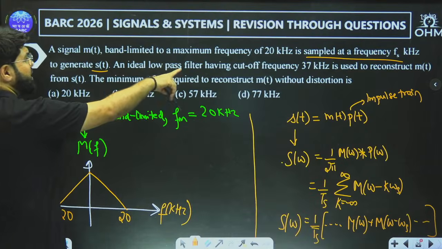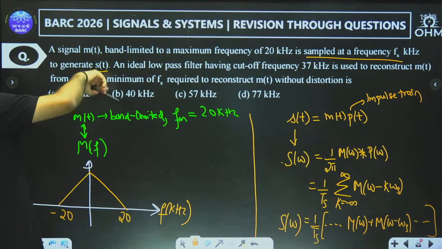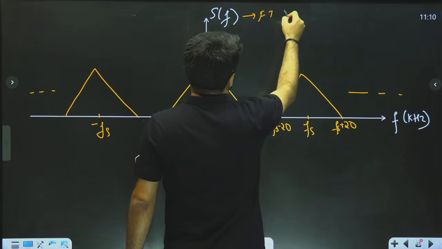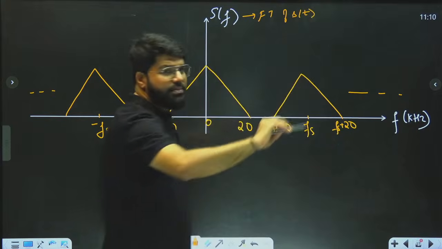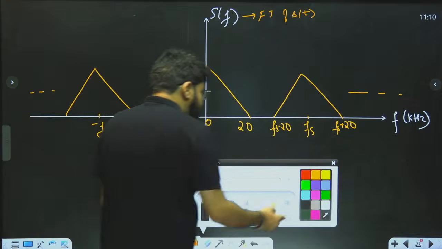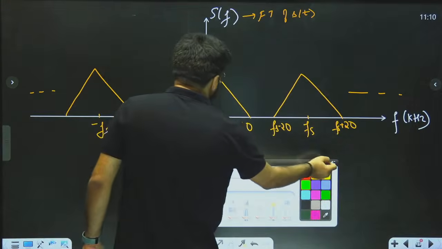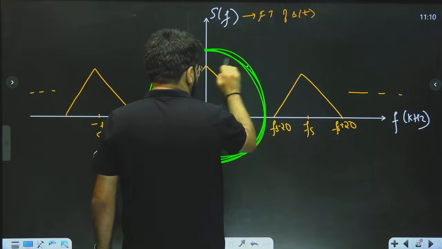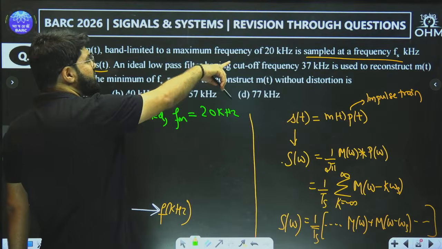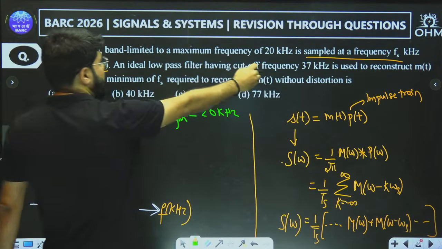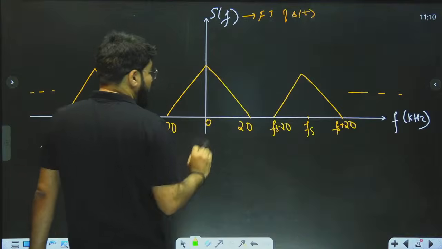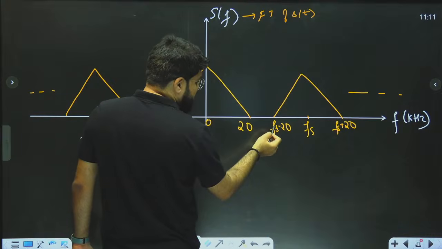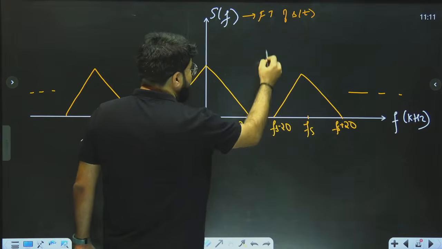An ideal low pass filter having cutoff frequency 37 is used to reconstruct m(t) from s(t). This is s(t). This is S(f), which is the Fourier transform of s(t). We need to reconstruct m(t), meaning M(f). Let me place the ideal low pass filter here. You want to reconstruct this much. This will anyway come because the cutoff frequency is 37, which is more than 20. But what is important is that any other part should not come up. That means the cutoff frequency 37 should not be greater than Fs minus 20. So I'll plot something like this.